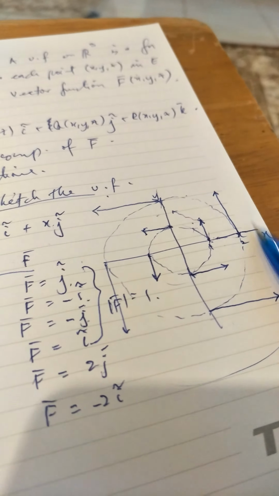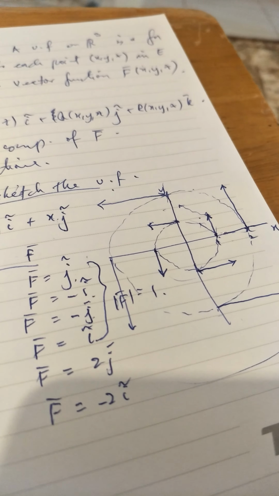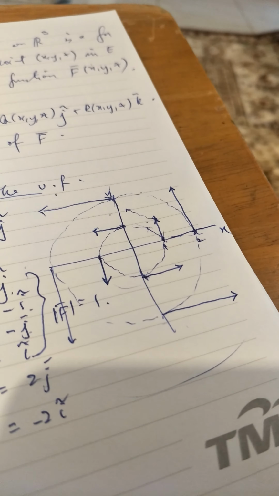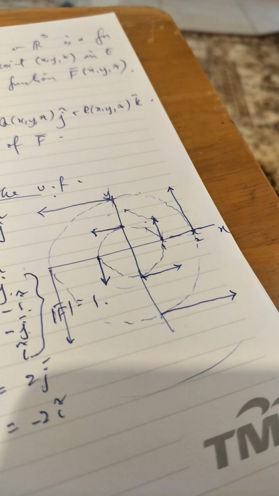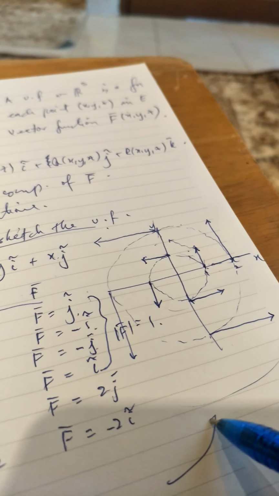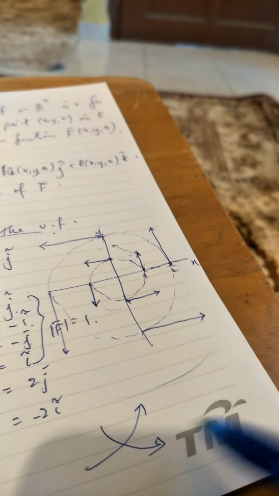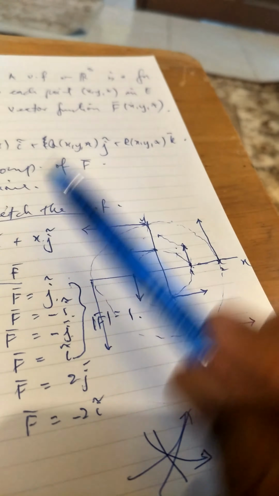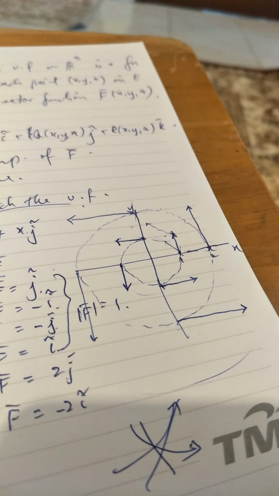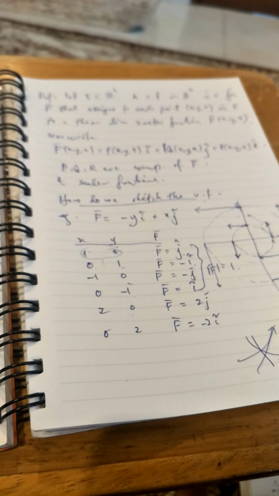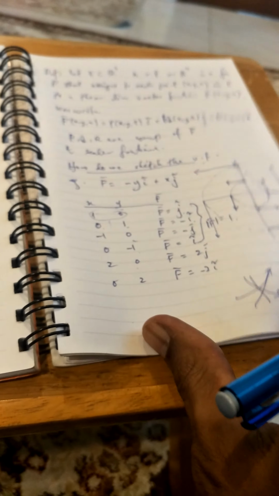You can imagine the vector field is like, if you learned in school, a magnetic field. It won't cross. It won't go like that and like that. No, this will not happen. It's just in the same direction again and again. Okay, so this is just an example of how we sketch the vector field.